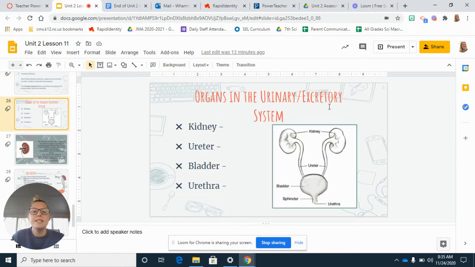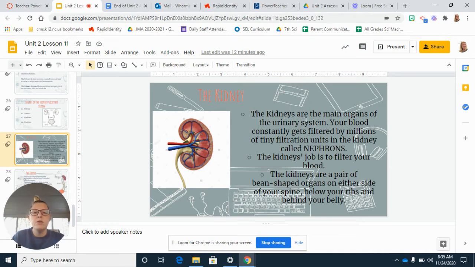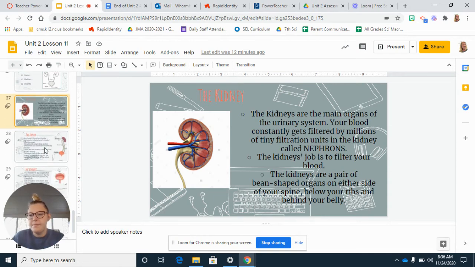So here are the different organs inside our urinary system: our kidney, our ureter, our bladder, and our urethra. So our kidneys are the main organs of the urinary system. Your blood constantly gets filtered by millions of tiny filtration units in the kidney called nephrons. That is the biggest part of our urinary system: it's our main organ and it's filtering. It also filters our blood, and the kidneys are a pair of bean-shaped organs. So you actually have two kidneys on either side of your spine, one on each side.